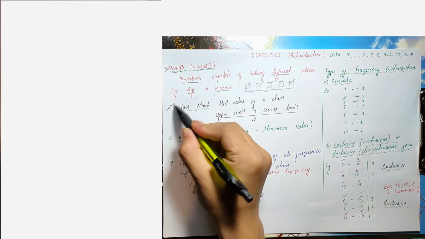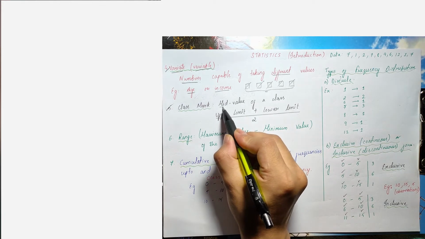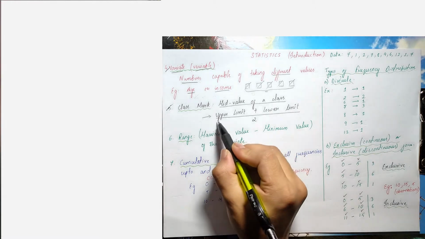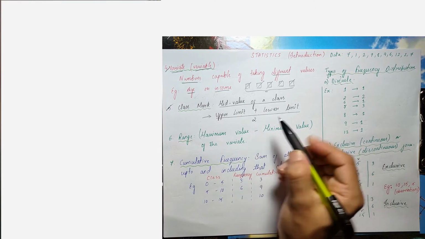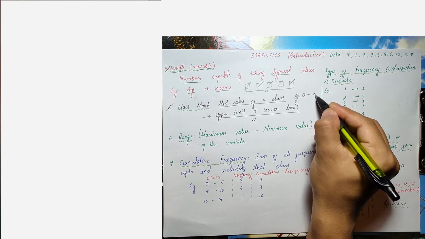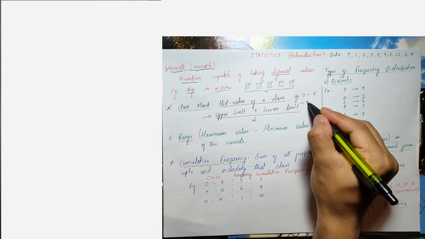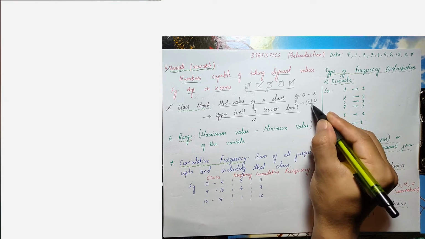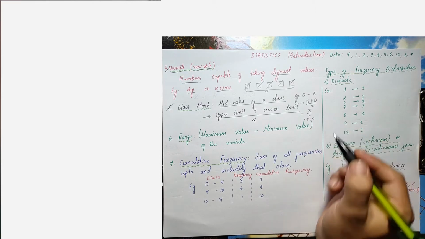Let us now look at the fifth term, that is class mark. Now this class mark is defined as the mid value of the class. Now to find this, we can use this formula, that is upper limit plus lower limit divided by 2. For example, if we have a class 0 to 5, then its class mark will be given by upper limit, that is 5, plus lower limit, that is 0, divided by 2. 5 plus 0 is 5 by 2, which is 2.5.